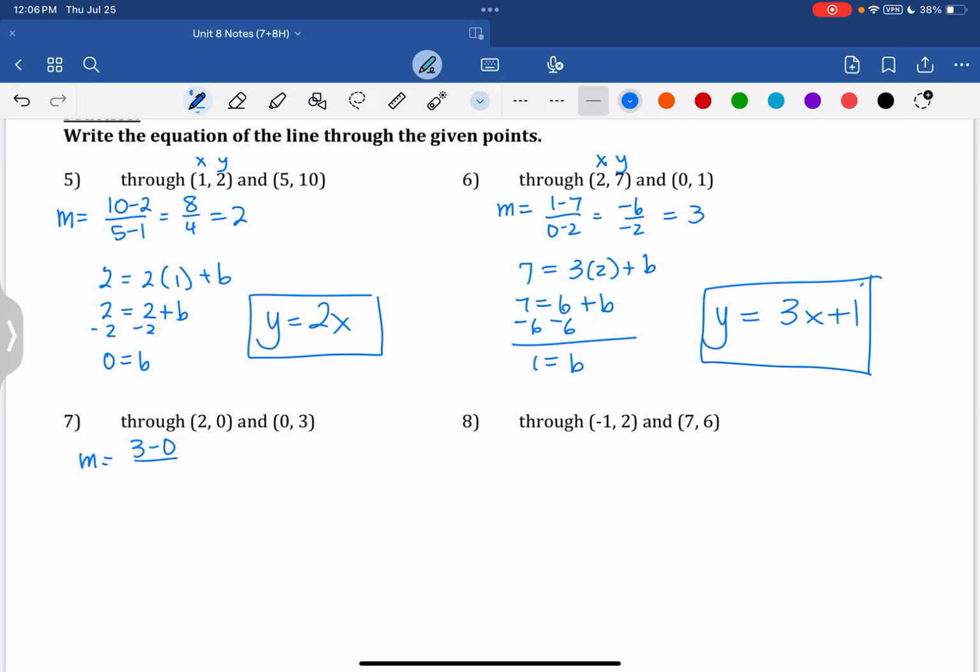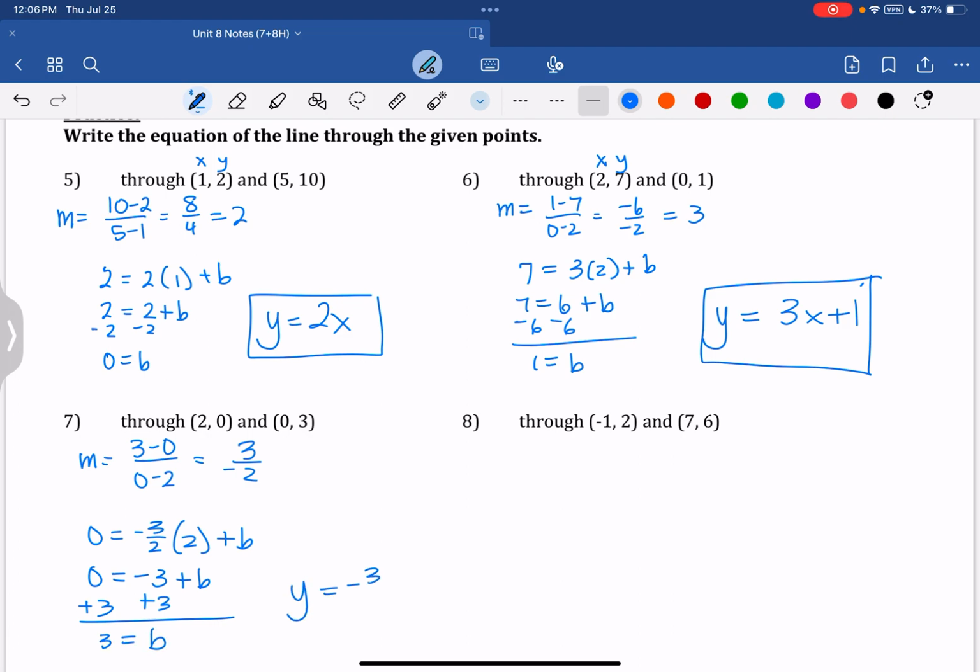3 minus 0 over 0 minus 2 gives us 3 over negative 2. So then plug it in. 0 = negative 3/2 times 2 + b. So 0 = negative 3 + b. Add 3. 3 = b. So our equation, y = negative 3/2 x + 3.